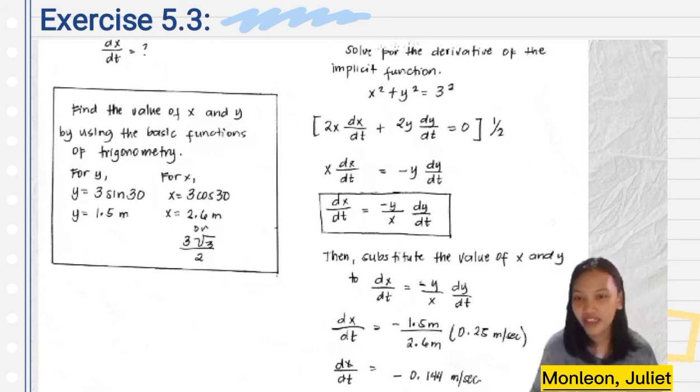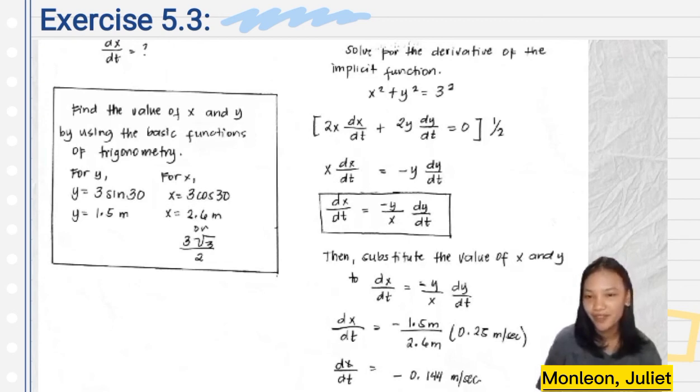So for y, we know that y is the sine, since y is the opposite side based on the given angle, and sine is equal to the opposite over the hypotenuse. So y is equal to 3 sine 30. So we use the basic function of trigonometry, sine. And when we solve for the y value, 3 sine 30 is equal to 1.5 meter.